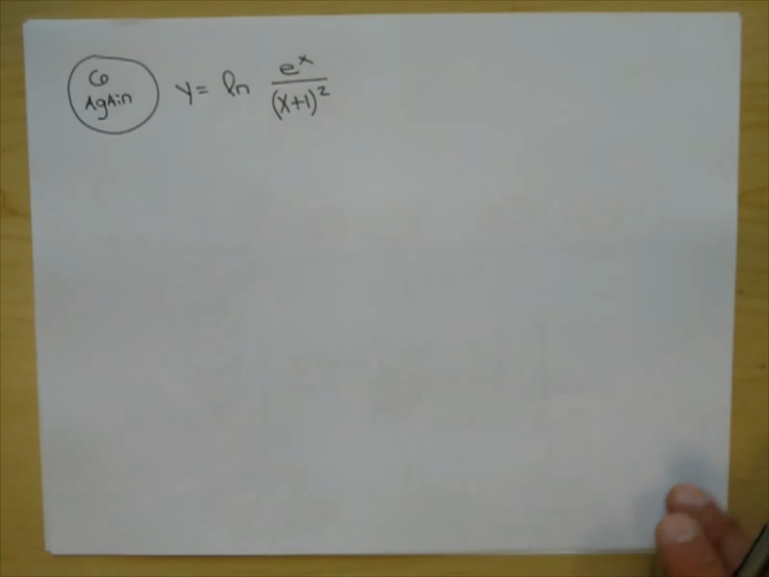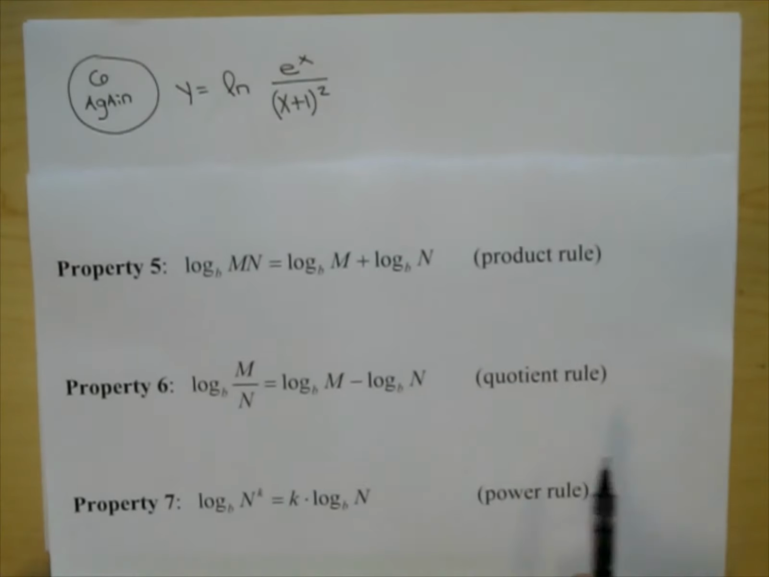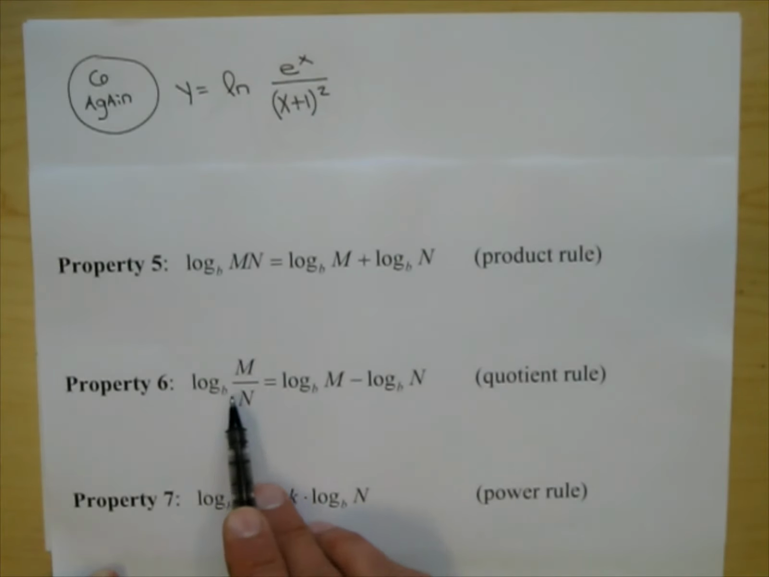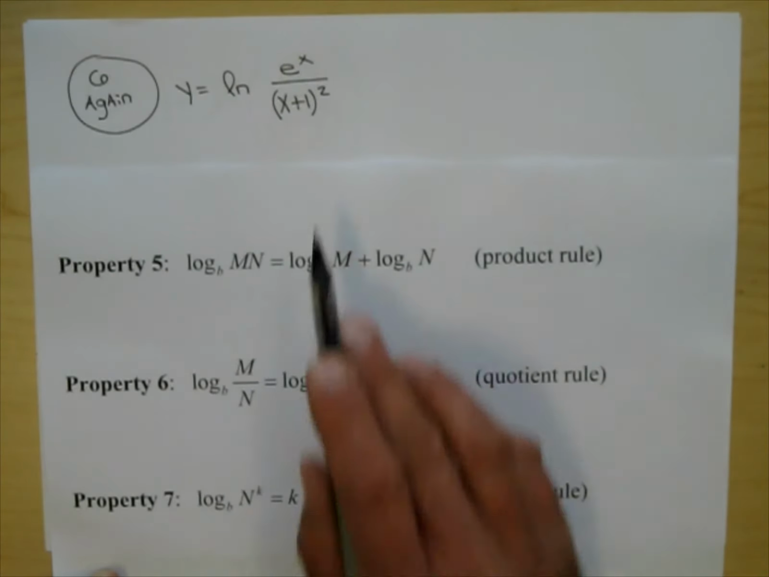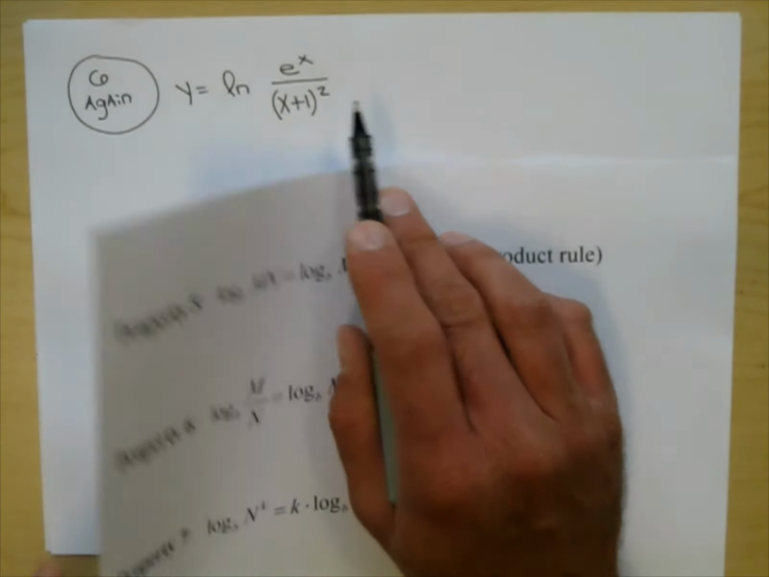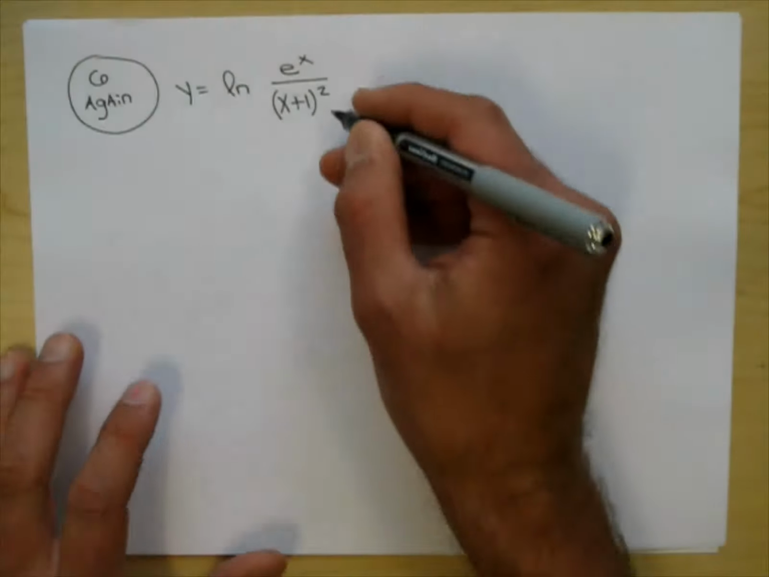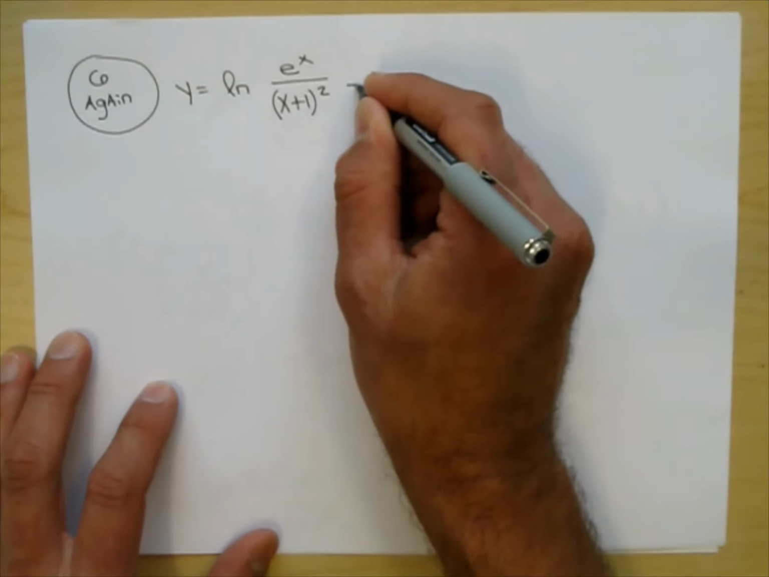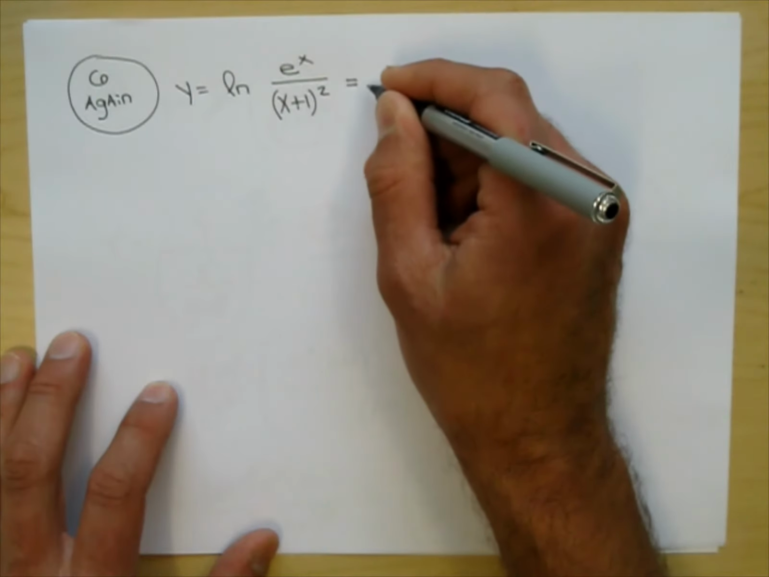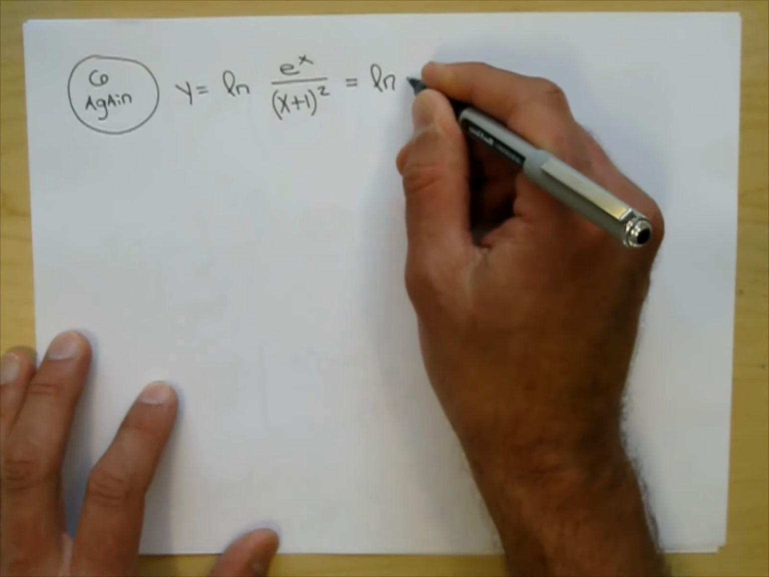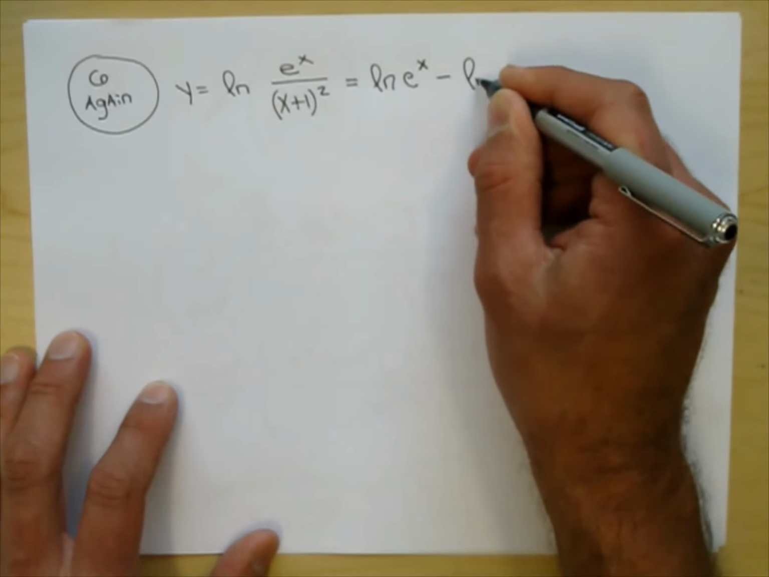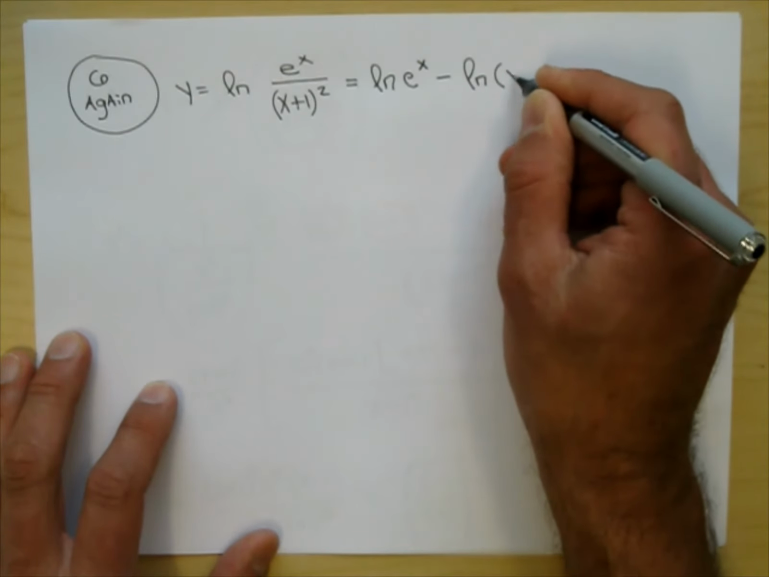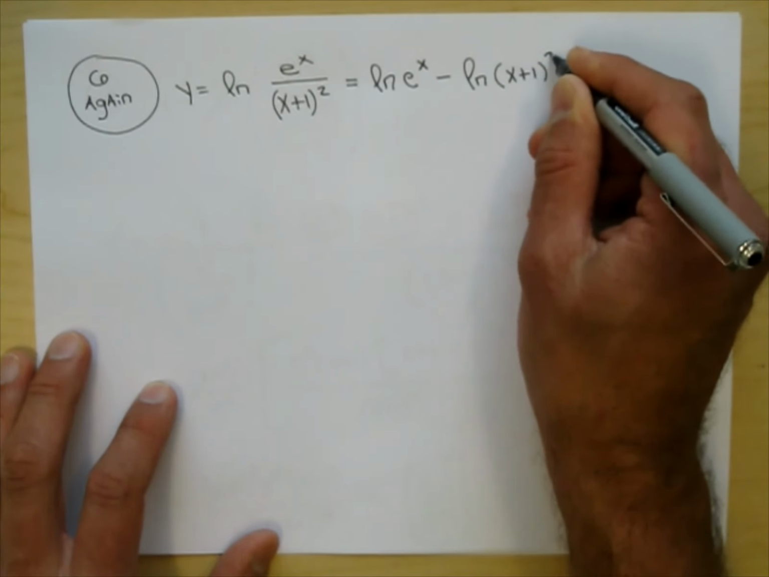I'm going to do 6 again, and what I'm going to use on 6 is the quotient rule of logs. See, I have log of something over something. I'm going to break it up into subtraction. And then I think I'll use the power rule as well, because I see a power right there. Let's go ahead and see what we have from this. Say that this is going to be ln e to the x minus ln x plus 1 squared.